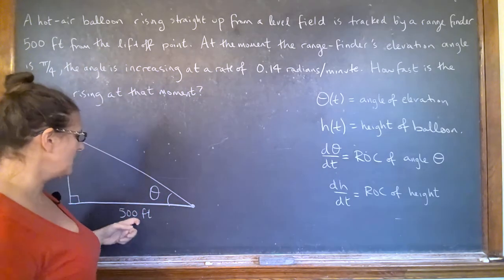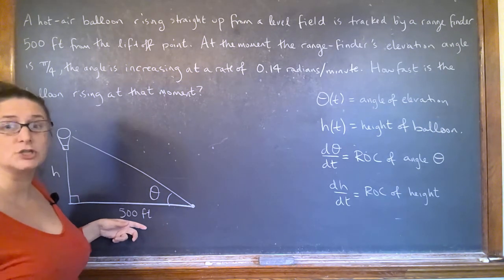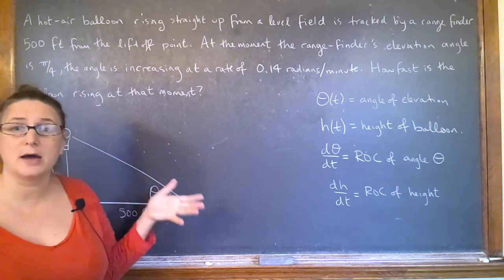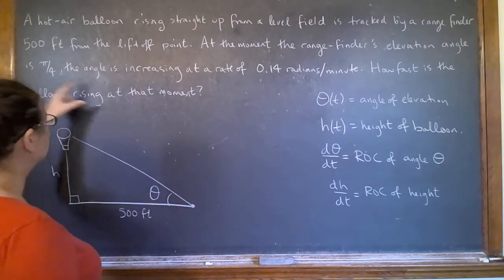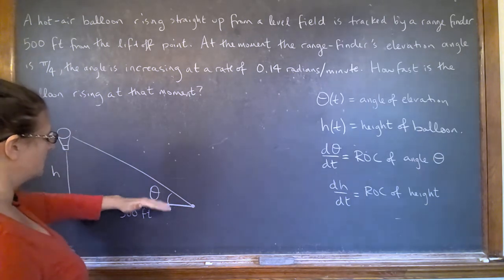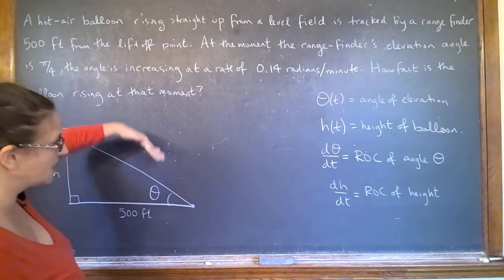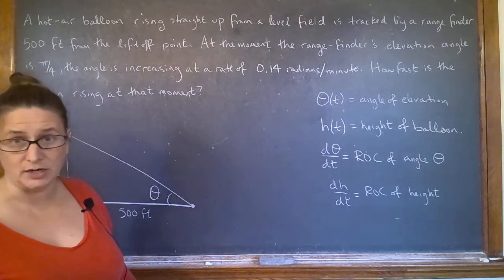The 500, I stuck it here on my graph because the 500 doesn't change. The 500 is constant no matter what time it is in the problem, right? But these other numbers change, right? The balloon goes up, so theta starts at 0 and it goes up as the balloon goes up, the height goes up, right? So those are changing.